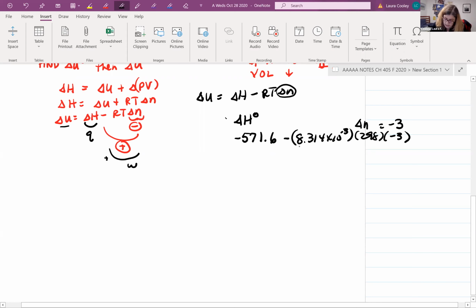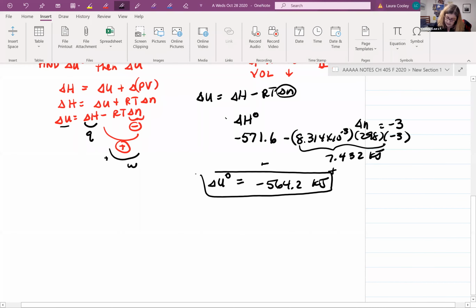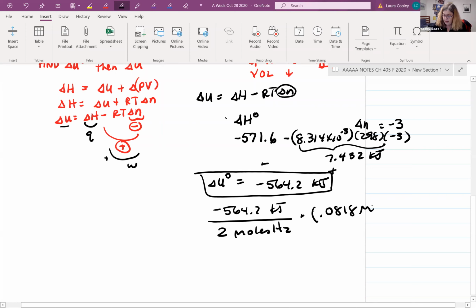All right. And this comes out to 7.432 kilojoules. And you add those up. So this is positive and this is negative, just like we said it would be. And it comes out to negative 564.2 as the delta U0. And now you can take that delta U0 and multiply it by, well, the delta U0 again is negative 564.2 kilojoules per 2 moles of H2 multiplied by 0.0818 moles of H2 that we already figured out from earlier. And this comes out to negative 23.1.